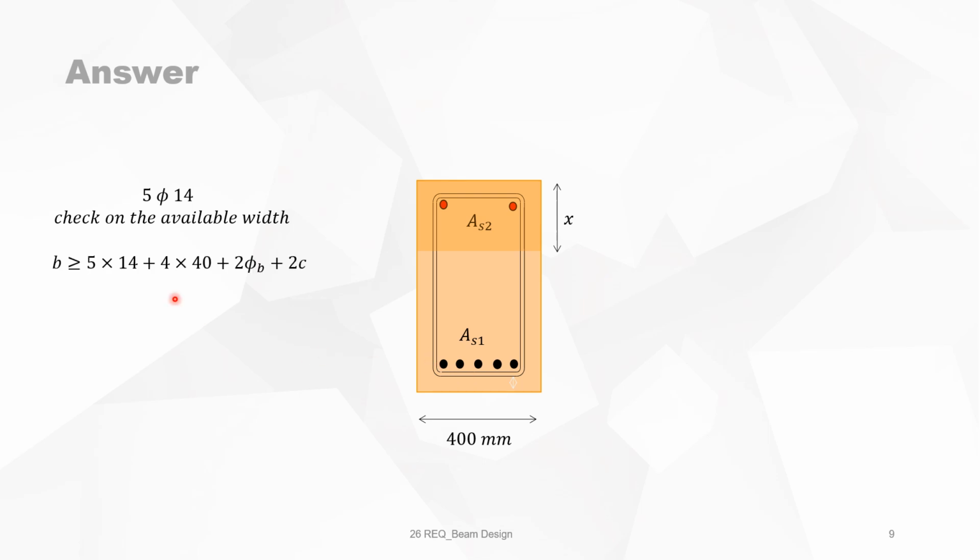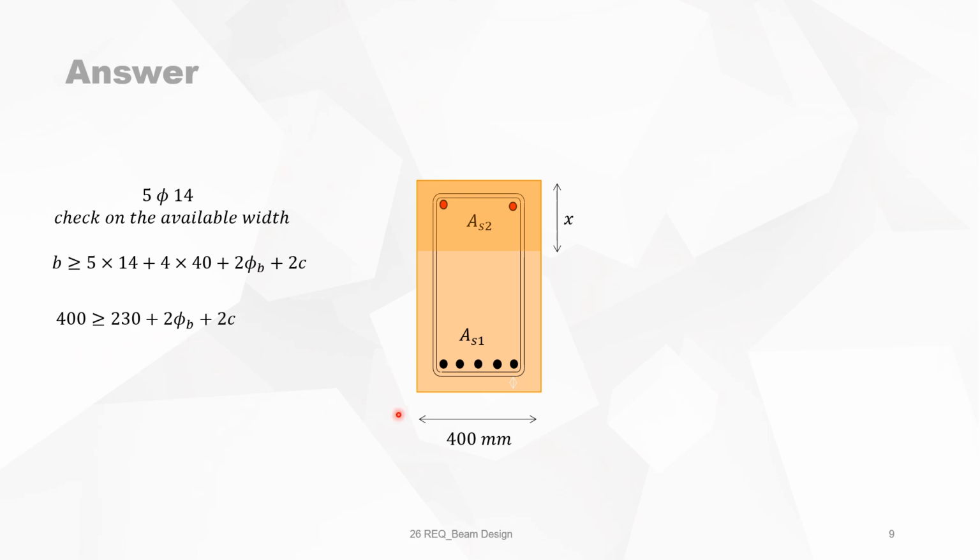And we will check now if it is possible that it is in one layer, of course. The width 400 must be bigger than 5 times diameter 14 plus the distance between those reinforcements, which is at least 40 millimeters. So 4 times 40 millimeters plus 2 times the diameter of the stirrup plus 2 times the concrete cover.